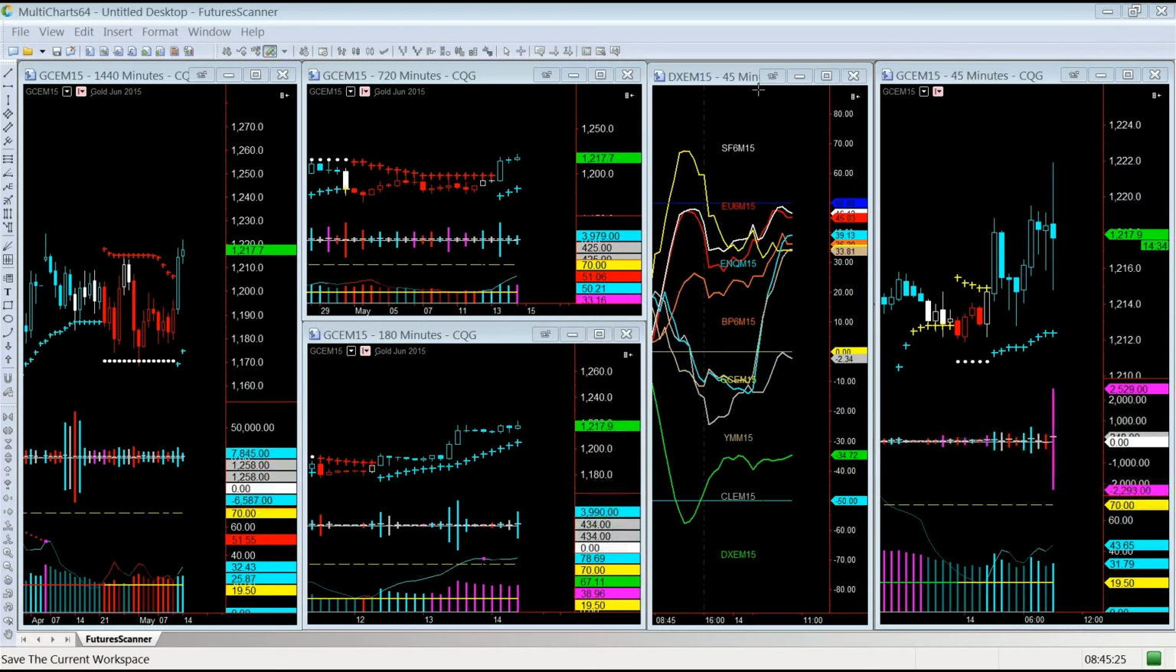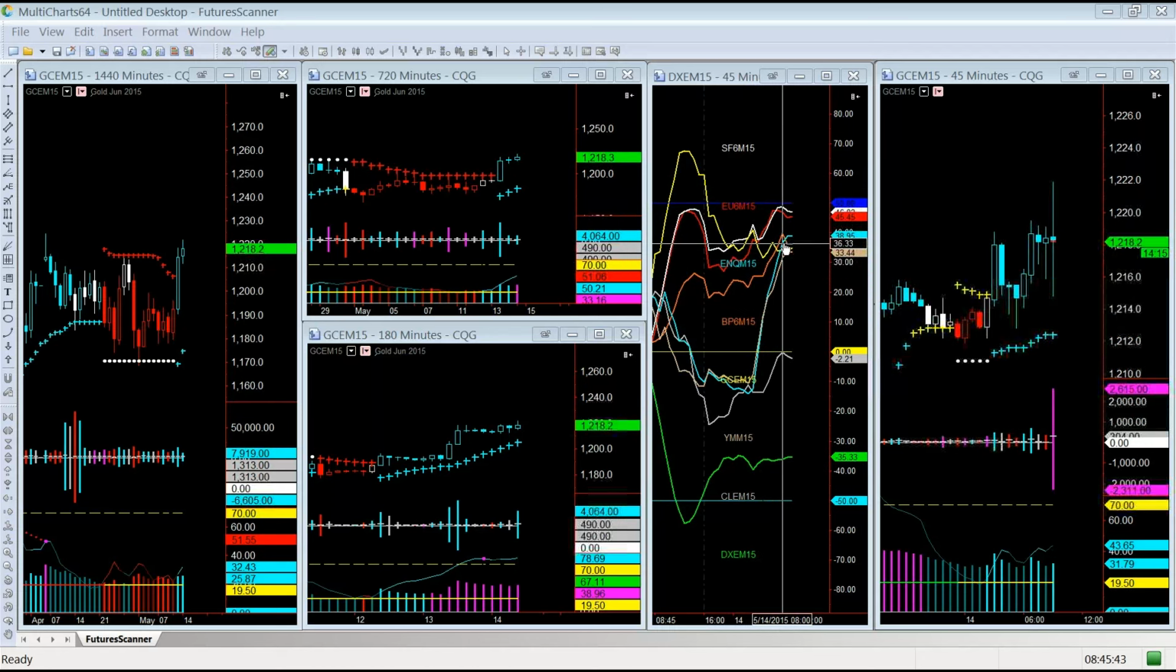Now, the other thing, do you see this is the meter for the 45-minute? The euro is right at the point of being overbought. Swiss franc, right at the point of being overbought. The British pound, not so much. Okay? It is on the higher time frames, but on the 45-minute, it is not.